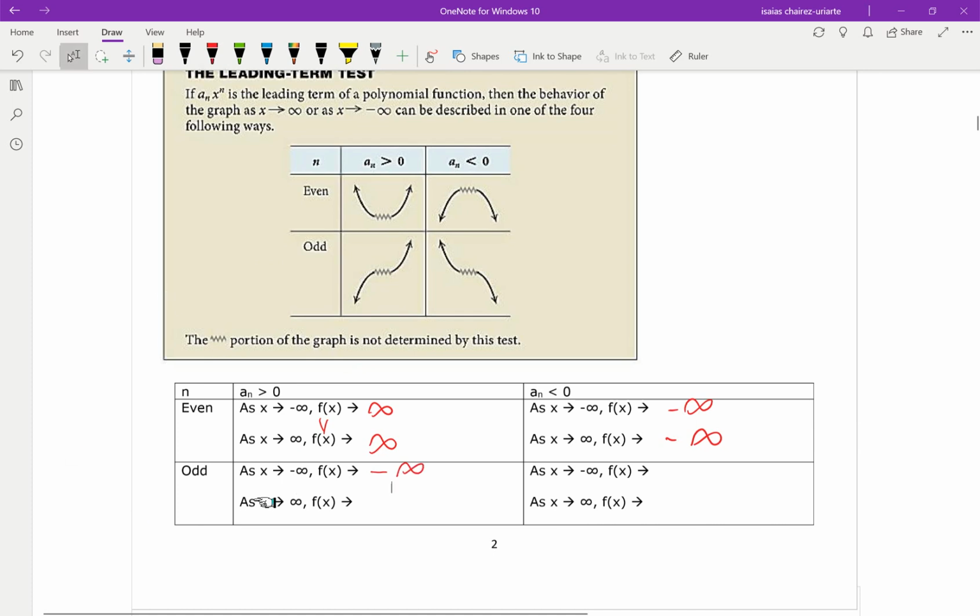And as x goes towards positive infinity, as my x's go to the right, what happens with my y values? It seems like they're going up. So I'm going to say positive infinity. And the last one, now I'm dealing with an odd degree polynomial with a negative leading coefficient. This is what the long-term behavior looks like. As x's go to the left, what happens with my y values? I would say they go up, so they go towards positive infinity.